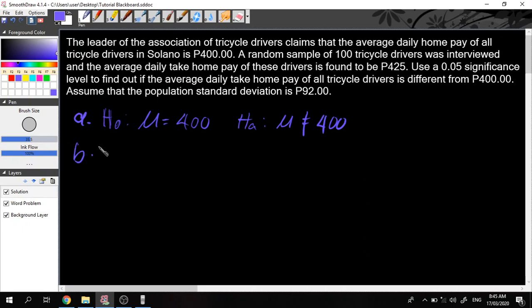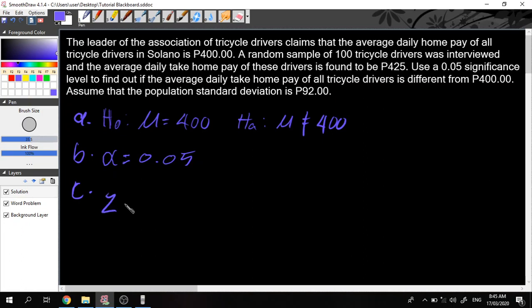Next, letter B. Gaya pa rin doon, we set our level of significance to be 0.05. So, our alpha is equal to 0.05. Letter C. Dito na yung gagamitin natin yung ating test statistic, which is z-test. Kasi nga, yung standard deviation natin ay known at yung ating n or yung ating samples ay greater than 30.